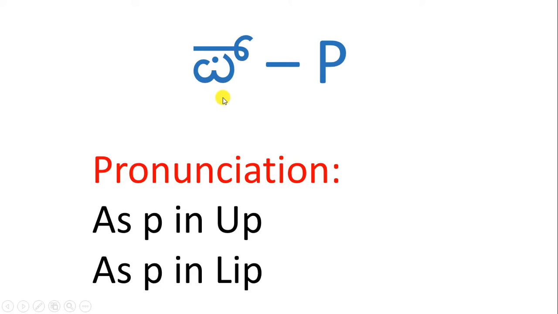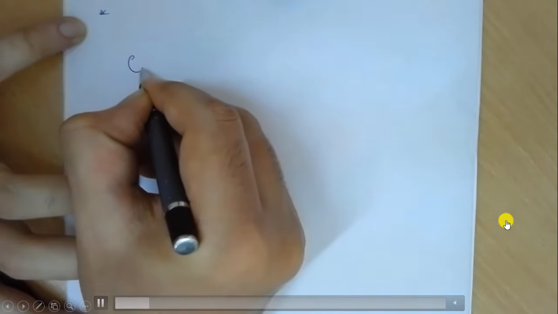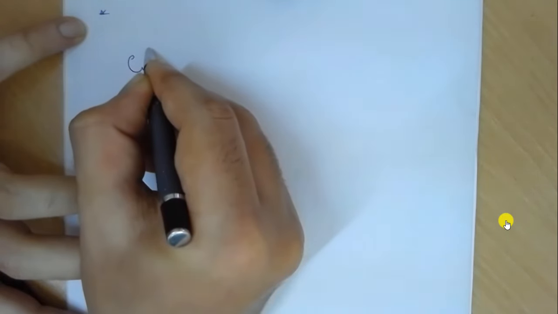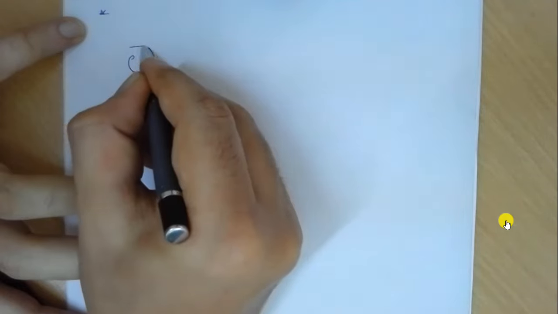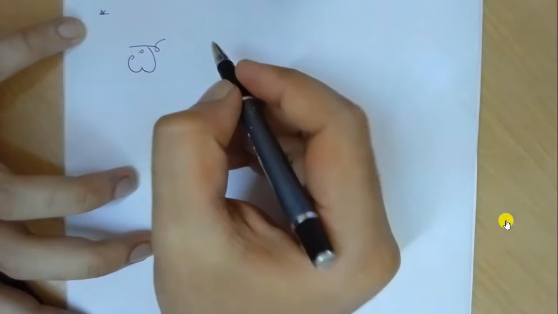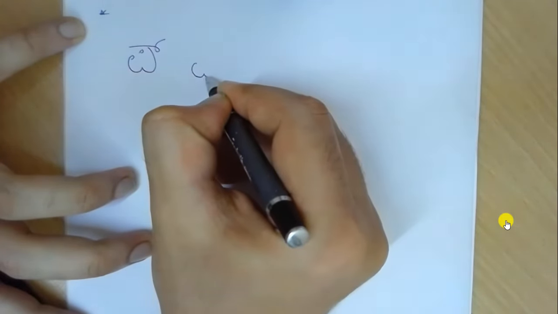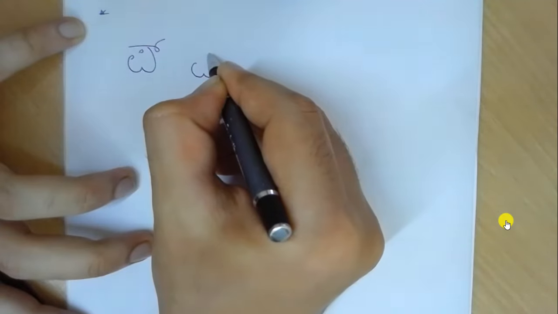Now let us see how to write the root consonant p. It is like this, and like this. Once again, p.